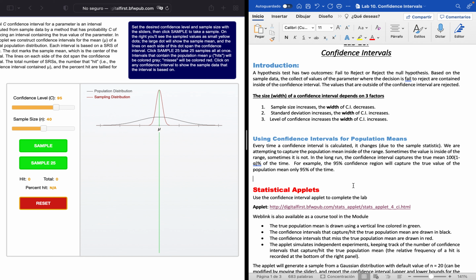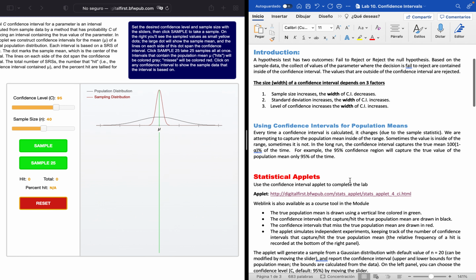So essentially, with a confidence interval we are given two values, the lower value and the upper value, and we hope that the true value for the population parameter is included there.